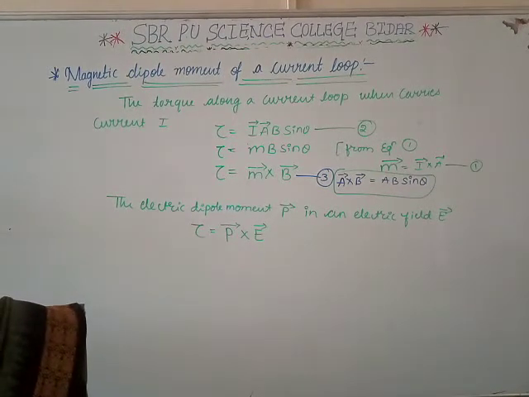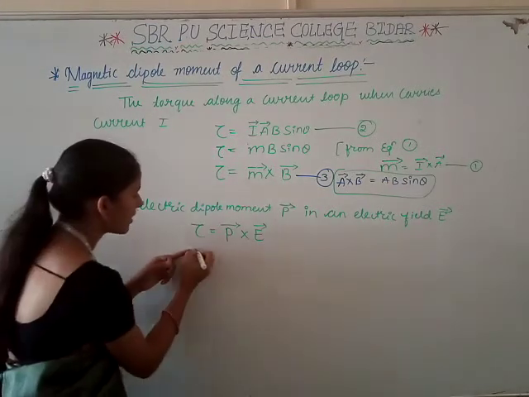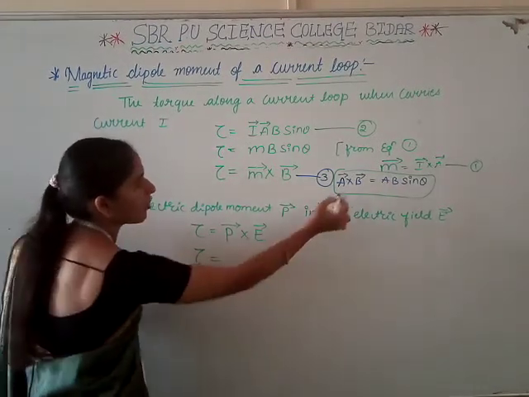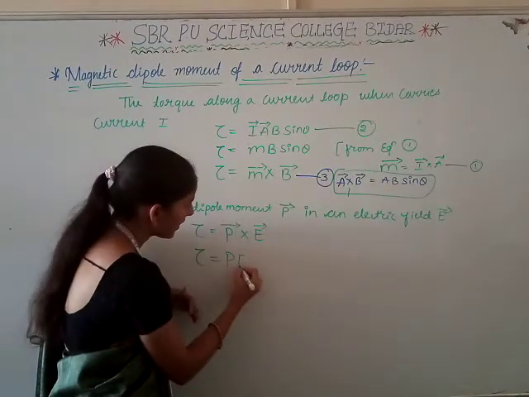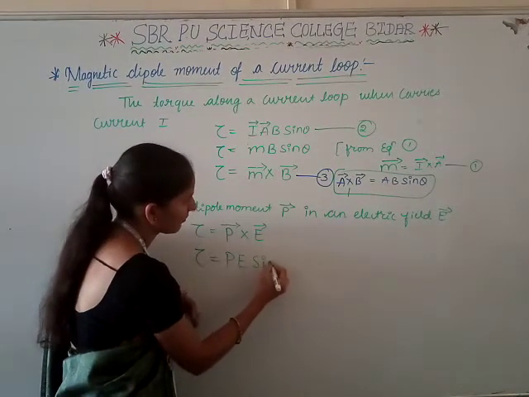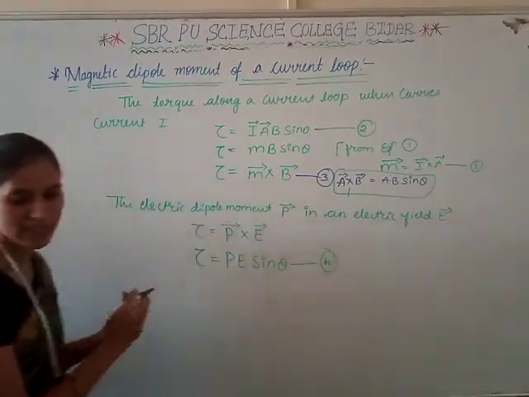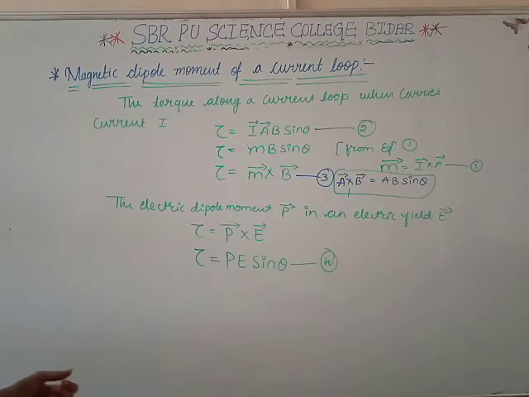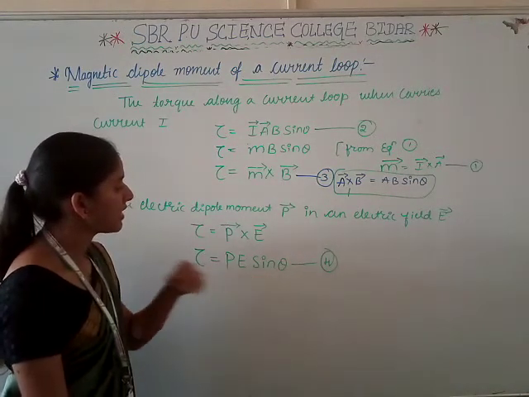Now we can write this as tau is equal to, by the formula of vector A cross vector B, P E sin theta. Consider this one as equation 4. Next, that is tau is equal to P E sin theta.